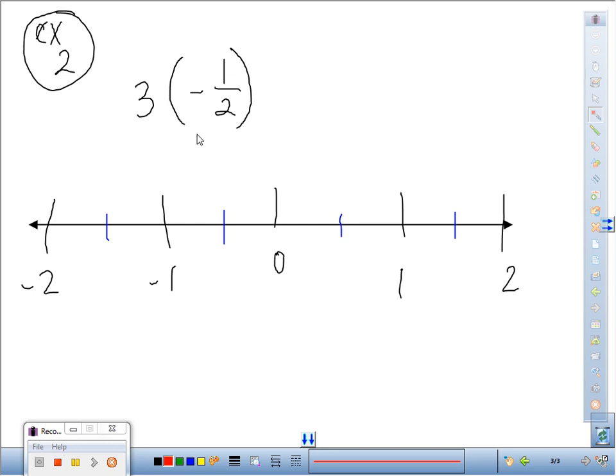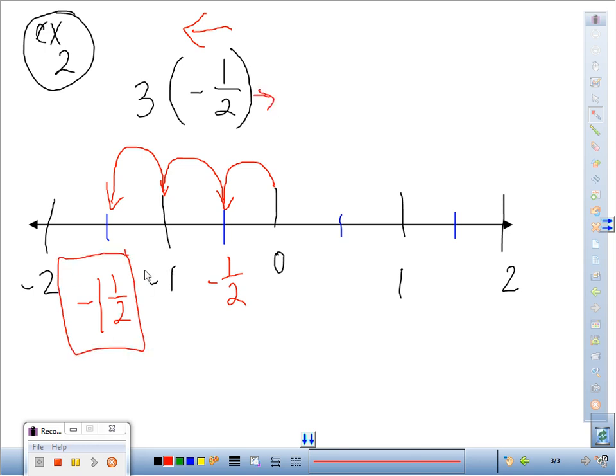So let's see. What's inside of the parentheses? Negative 1/2. That means we're going in the direction to the left. So we're going to take a half a jump from here to here. And we land at negative 1/2. Is that correct? Yes. But how many times are they asking us to do that? 3. So 1, 2, 3. And where do we land? This is negative 1. This is negative 2. We're at negative 1 and 1/2. Therefore, this has to be negative 1 and 1/2.